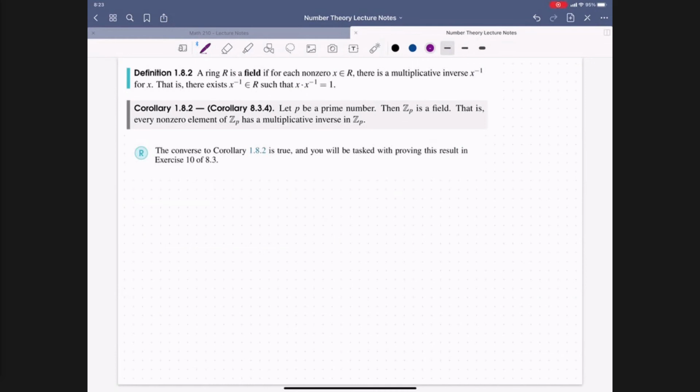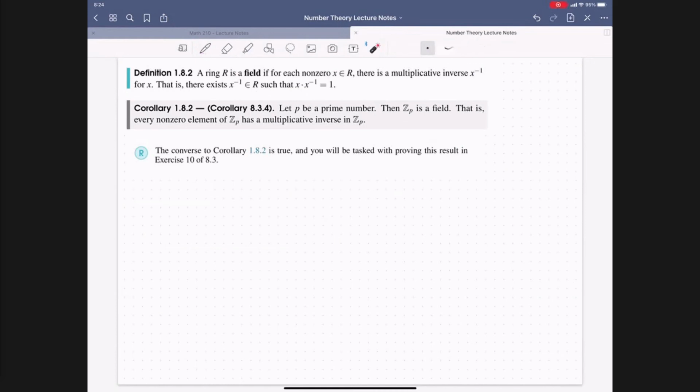And so I want us to move on now to the notion of a field. This is a fancy word for things that we are already accustomed to. You have worked with the rational numbers, the real numbers. If you have taken a course in complex analysis, you have also worked with the complex numbers. These are all examples of fields. And the defining property of a field is that every non-zero element has a multiplicative inverse.